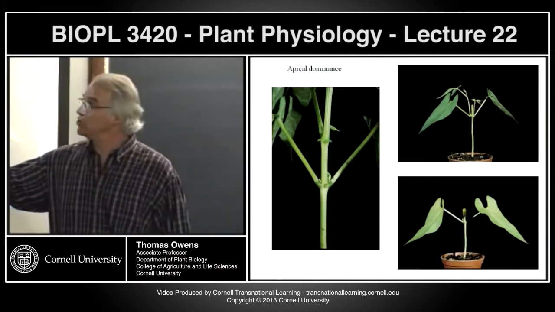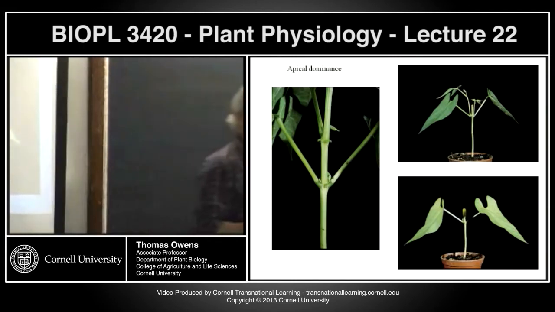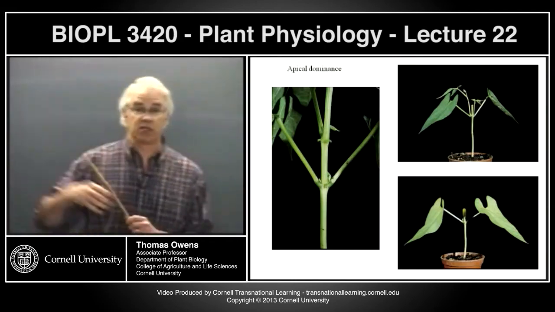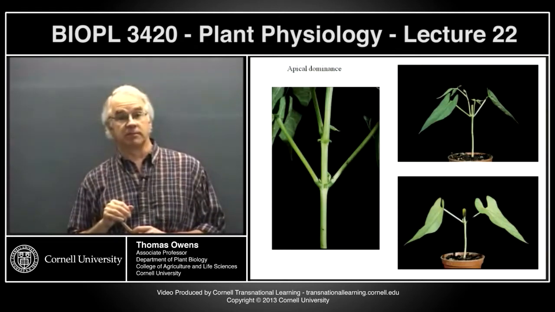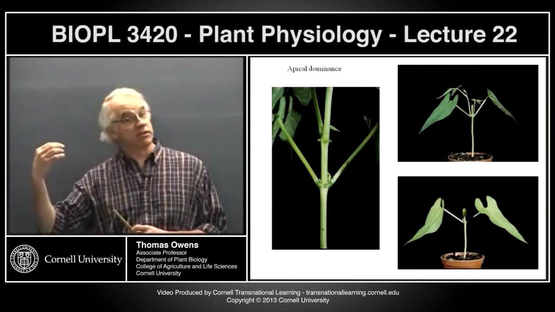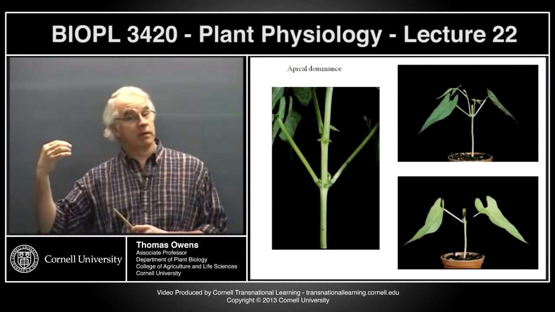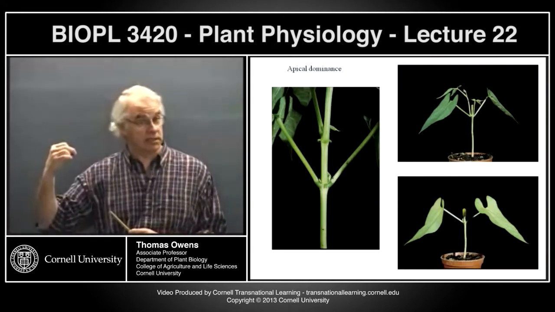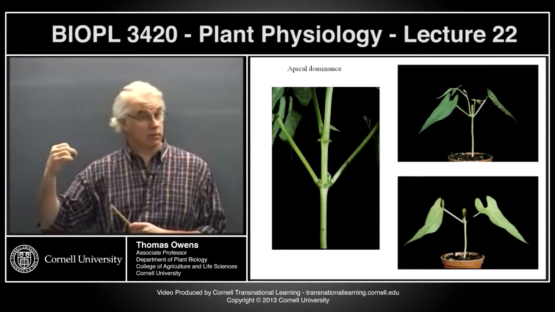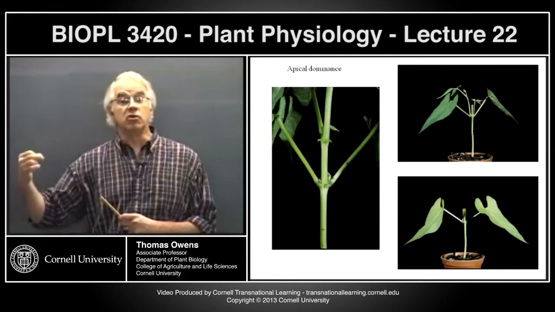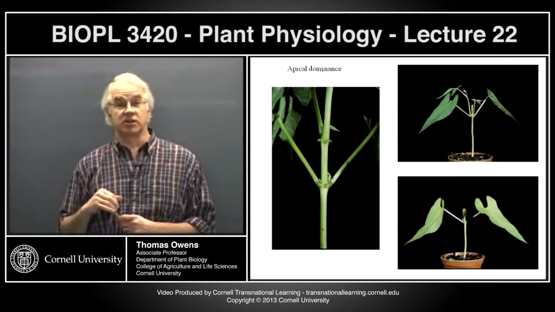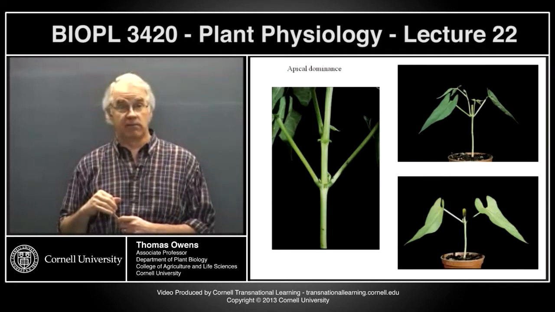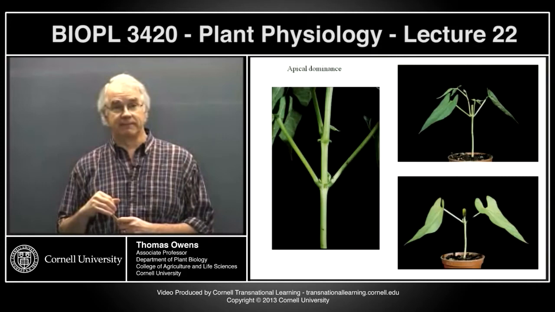If you measure the concentration of auxin in those axillary buds in the presence or absence of the shoot apical meristem, in the presence of the shoot apical meristem, the concentration in the buds, in the axillary buds, is low. When you remove the shoot apical meristem, the concentration in those axillary buds is high. How do we explain that?